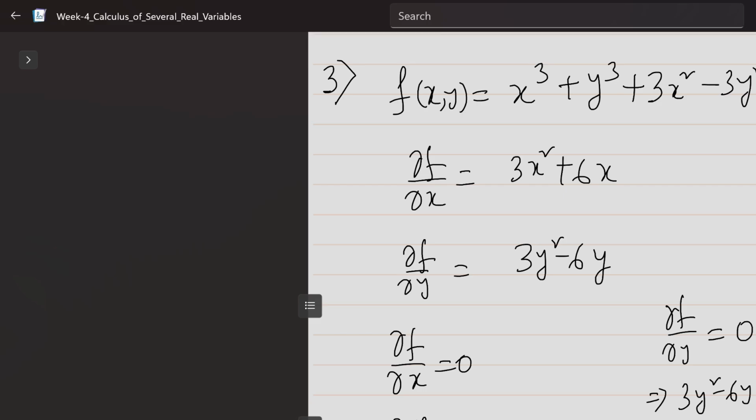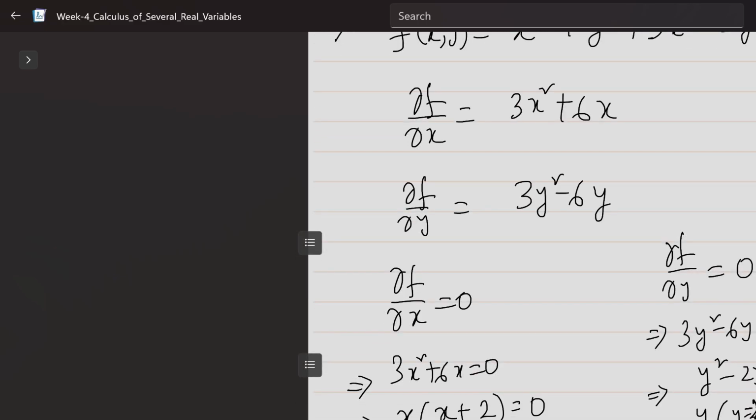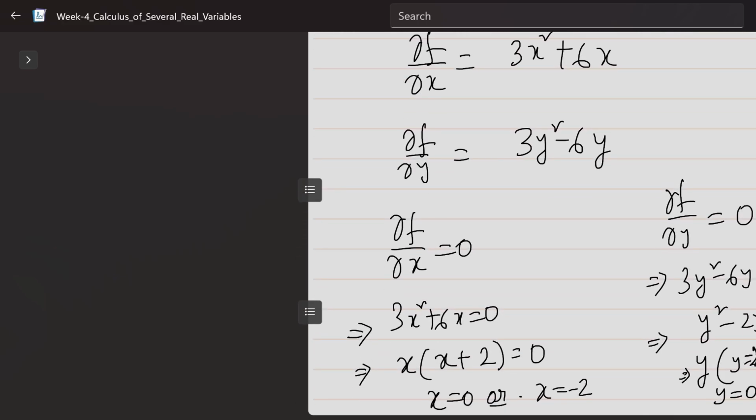There will be four combinations. Yes, critical points are four. So what are they? One is 0, 0. One is 0, 2. Another one is -2, 0. Another one is -2, 2. That's it. Four critical points. You have to take all the combination. Here it is 2, here it is 2. So 2 into 2 is 4. Right?